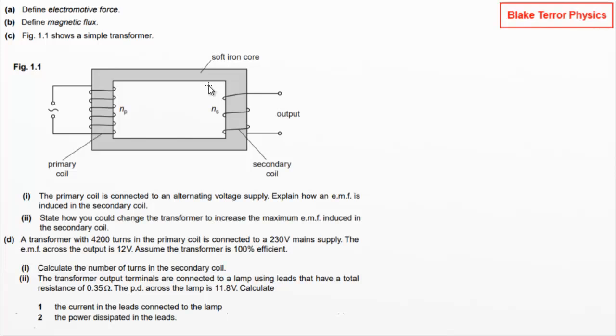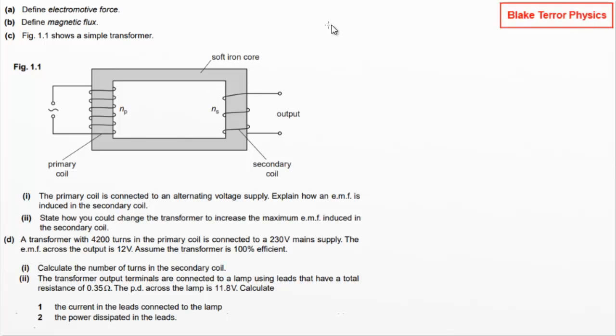Figure 1.1 shows a simple transformer. So this is a step down because we've got fewer turns on the secondary coil. The primary coil is connected to an alternating voltage supply. Explain how an EMF is induced in the secondary coil. The key for these exam questions is not to get too bogged down. Just keep it simple in the explanation. They're not expecting degree level explanations around inducing EMFs.